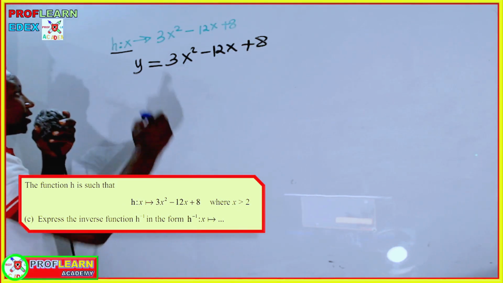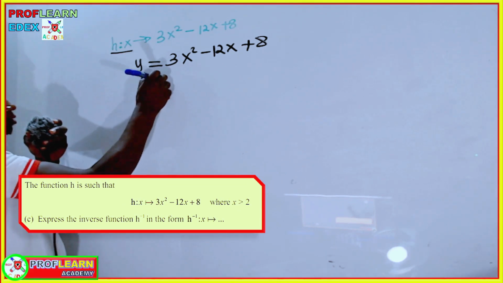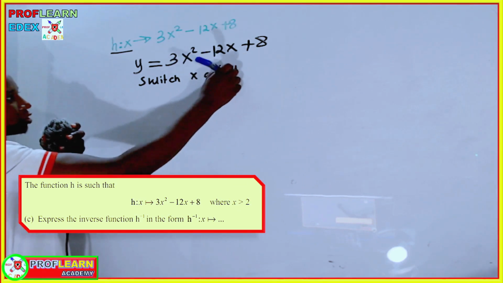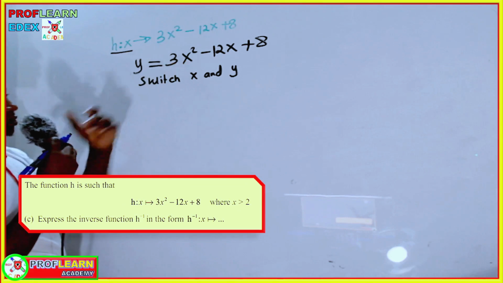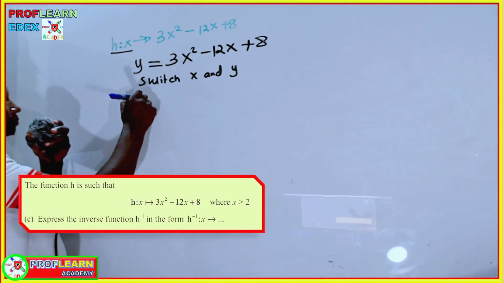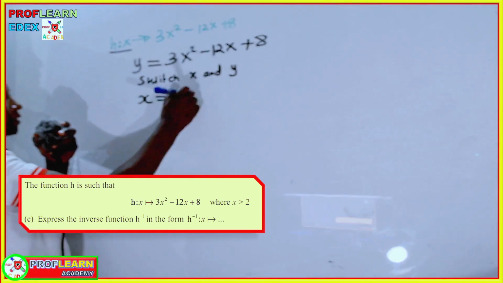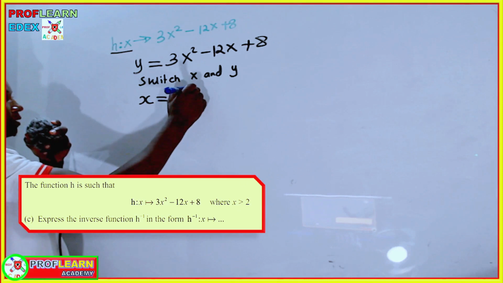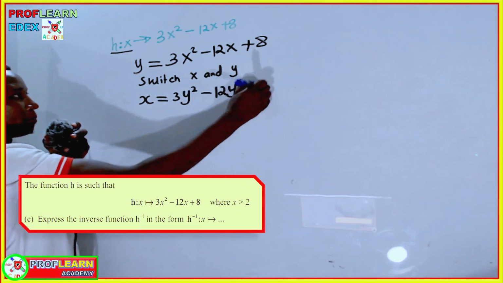So once you have that, then next is switch. We are going to say switch x and y. So meaning where you have y, you write x, and where you have x, you write y. So that's going to be x equals 3y, we write properly, 3y squared minus 12y plus 8.